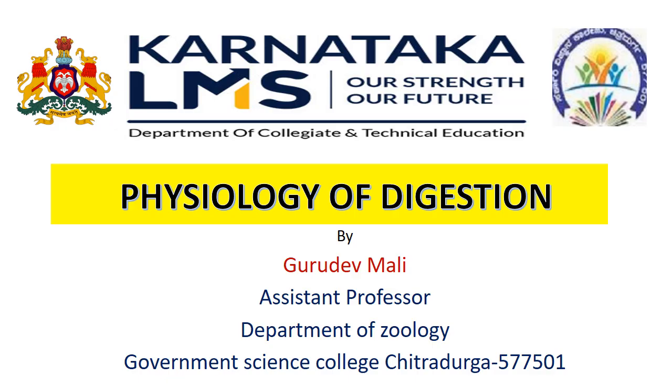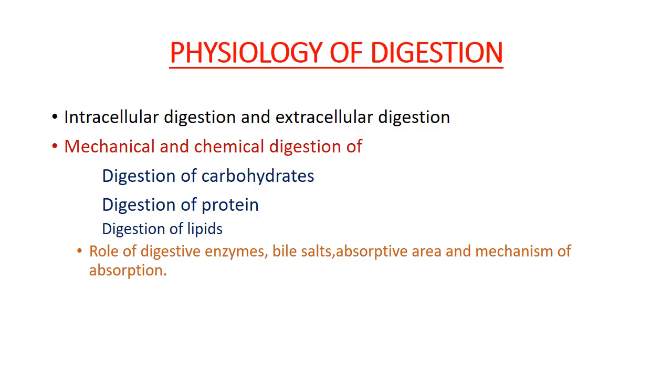The first chapter is Physiology of Digestion. In this chapter, we are going to discuss intracellular digestion, extracellular digestion, mechanical and chemical digestion of carbohydrates, proteins, and lipids. Also, the role of digestive enzymes, bile salts, absorption, and the mechanism of absorption.